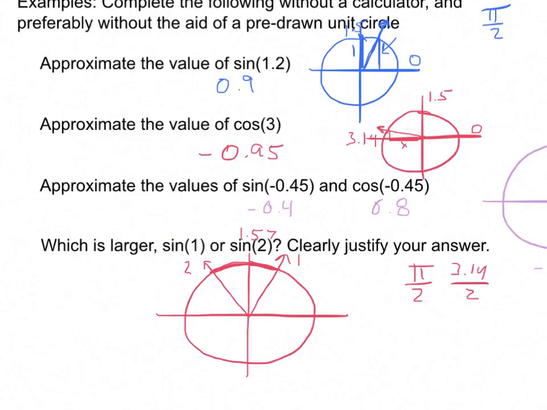So what does that mean for the sine values of these two things? It should mean that this is going to be a little bit larger than this one is, because the 1 angle is a little bit higher up, a little bit closer to that maximum than the 2 angle is.